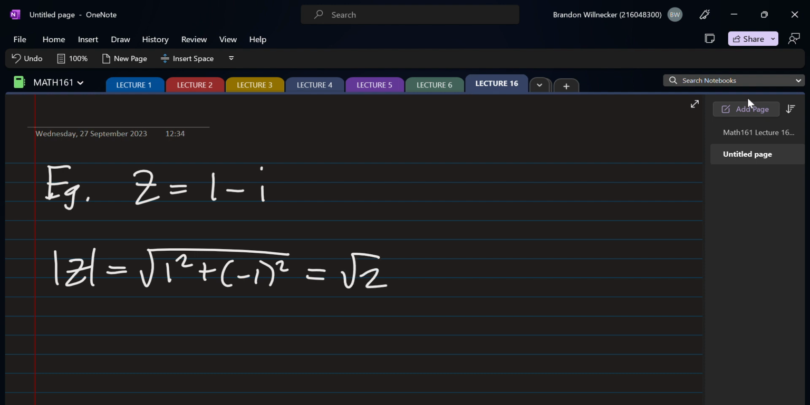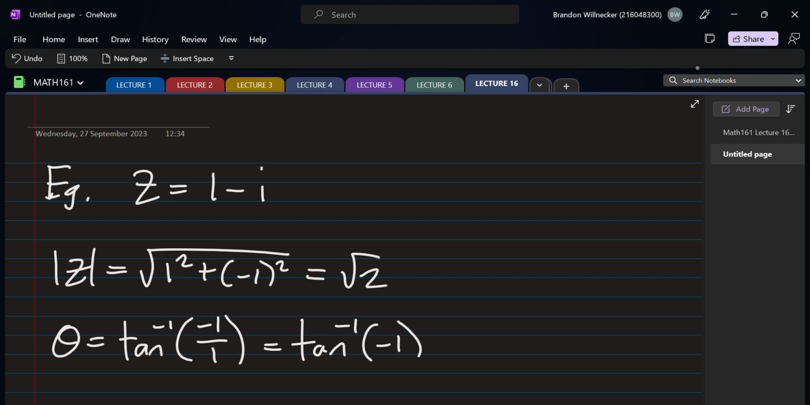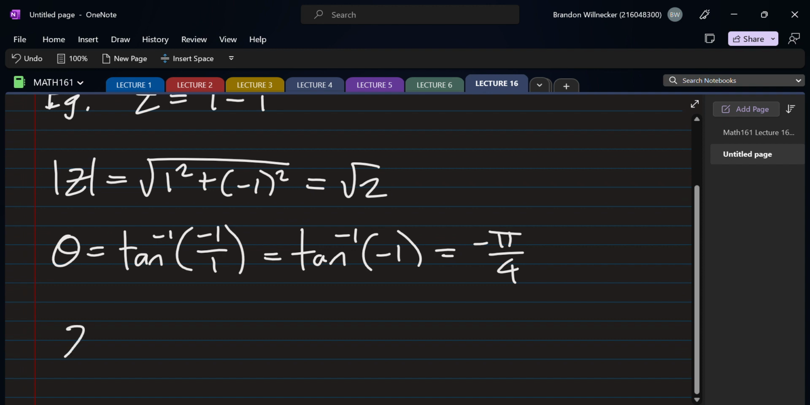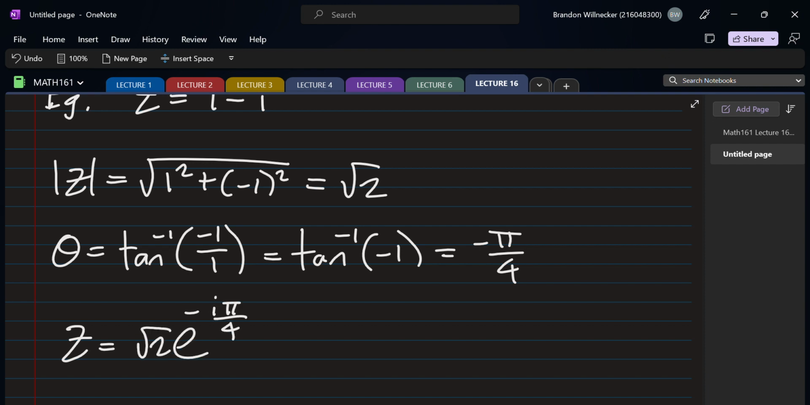And what about the angle? So theta, remember back to when we did polar coordinates, this angle theta we can write as arctan of y over x, so it's minus 1 over 1. So that's going to be arctan of minus 1. That's going to be minus pi over 4. So putting this together, we see that z is equal to the modulus of z, which is root 2, e to the minus i pi over 4.